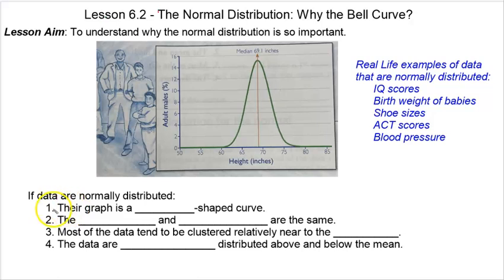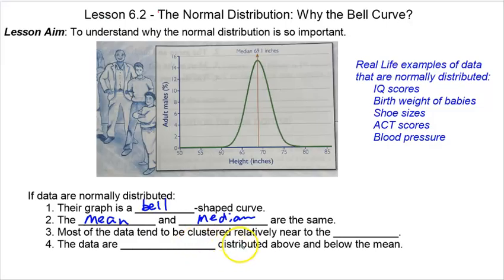But first, let's just go ahead and fill in some blanks. If data are truly normally distributed, their graph is a bell, as we mentioned before, a bell-shaped curve, and you can see an example here on this slide. The mean and the median are the same. Using our example here, the median is the number that is represented by this red line, the very center. We usually use the word median to refer to the center, but that's also going to be the mean for this graph.